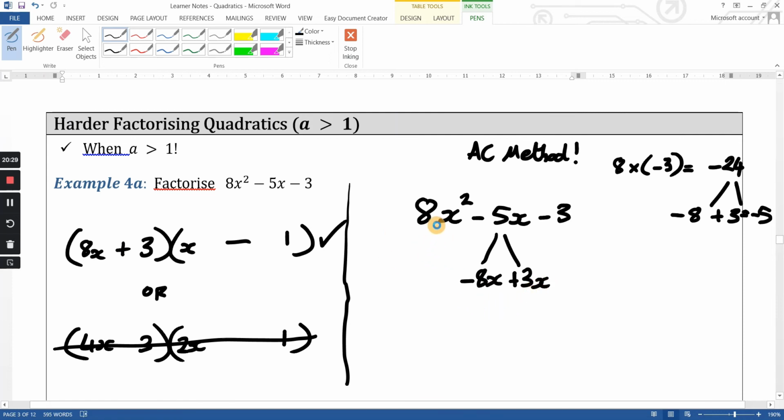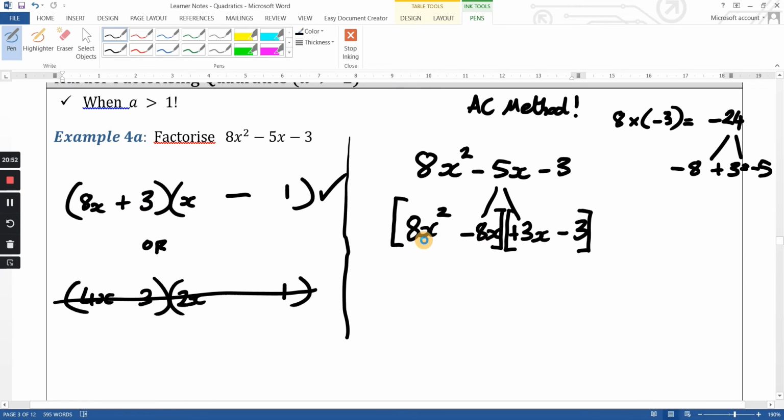Okay, and let's bring the 8x squared down, and let's bring the minus 3 down as well. So now we've got this. Then what you do is you factorize from here to here, and here to here separately. So factorize this, you can get single brackets. What's the biggest factor we can take out? Well, 8 is the biggest number I can take out, definitely. I can take out 1x as well.